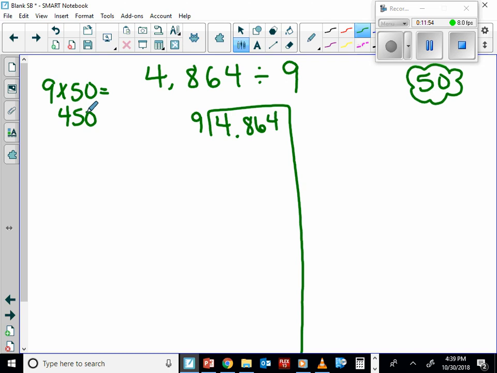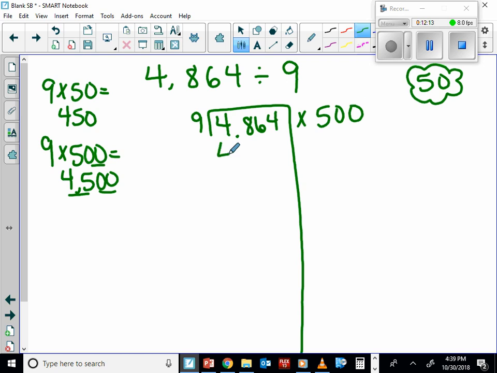But what I recognize in this problem is if I added a 0 to 50 to make 500, I would have 4,500, because I'd have 45 and then add 2 zeros. That one gets me really close to 4,864. So I'm going to multiply by 500. That equals 4,500. 4 minus 0 is 4, 6, 3, and then a 0. So now I'm all the way down to 364.